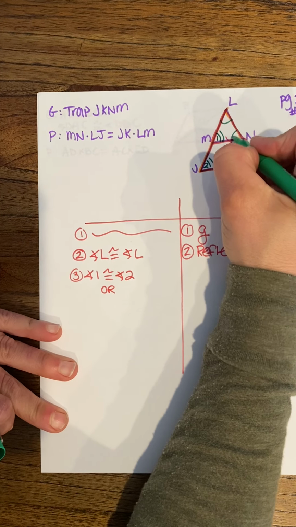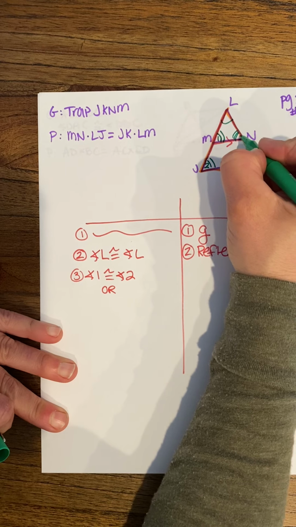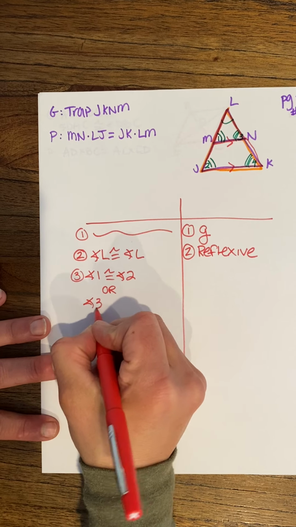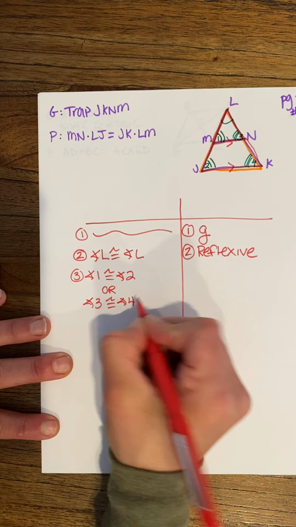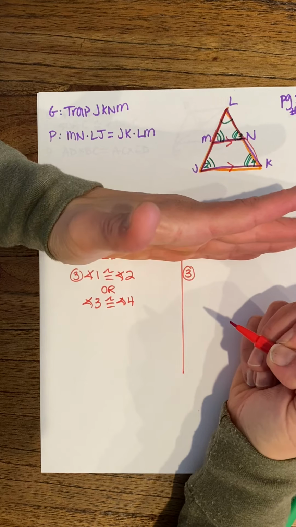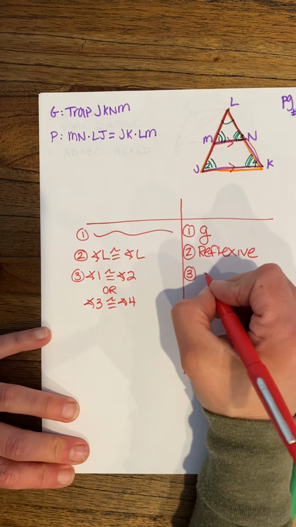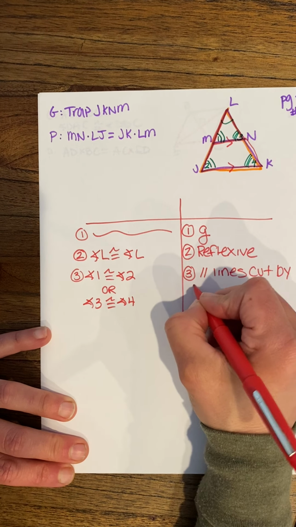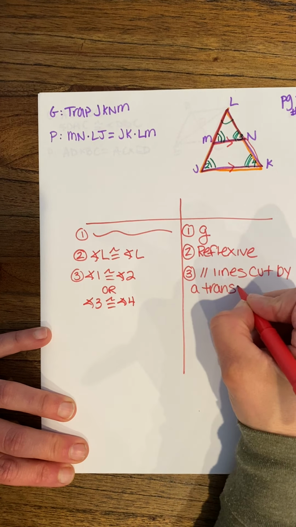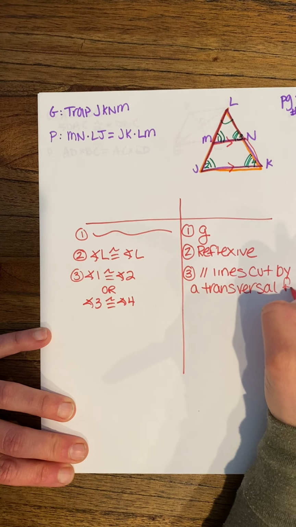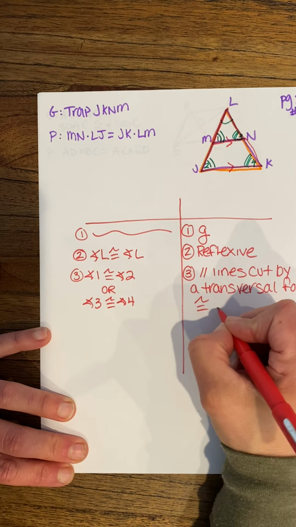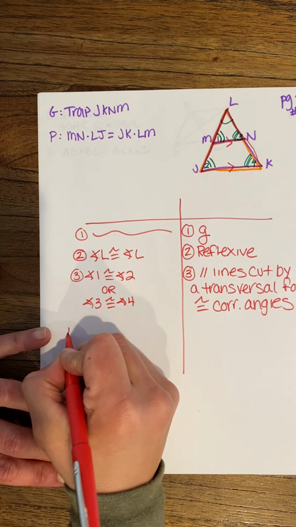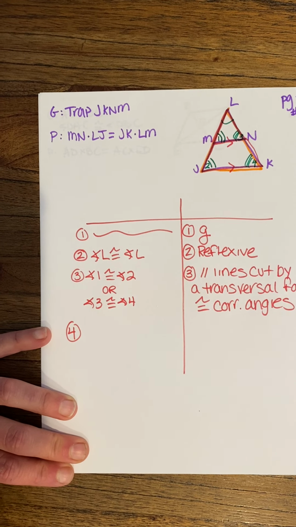So what I'm going to say is that angle 1 is congruent to angle 2, or it's also true that these two and these two would be congruent. So if I number those 3 and 4, I could also say that angle 3 is congruent to angle 4. Either set, if you say both, then you don't have to say the reflexive because you only need 2 A's. So the reason is parallel lines cut by a transversal form congruent corresponding angles.